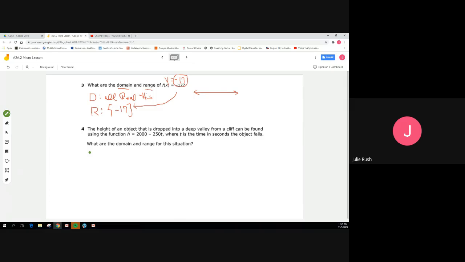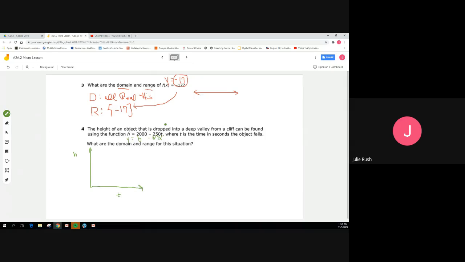Well, this is actually a little bit different because we're talking about an object falling, and so it's not going to go on forever. And we're talking about distance, so I don't have negative distance. And I know that if I'm looking at mx plus b format of my equation, which is nice because I'm already in that format, it means my height are my y values, so this will be my height. T is my x value, which will be my time.